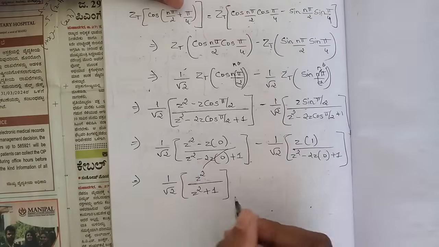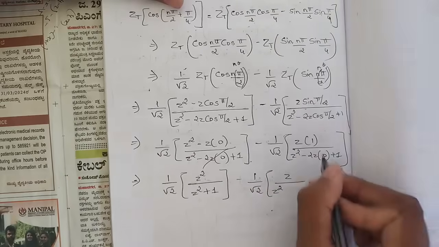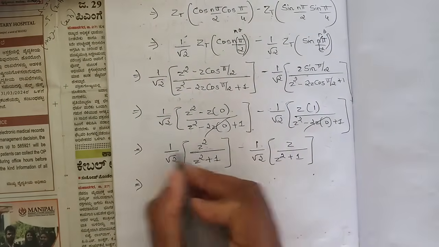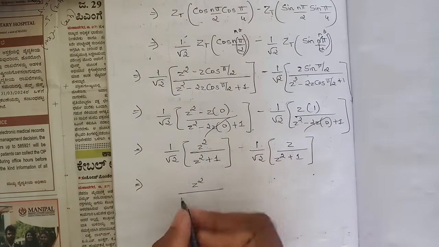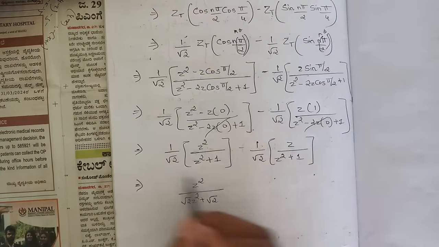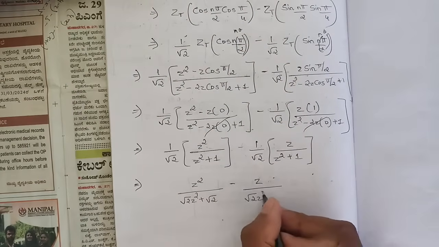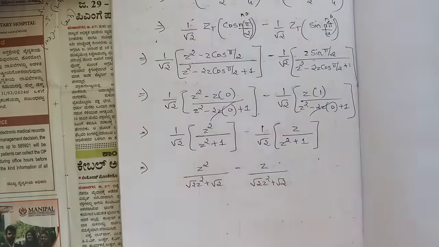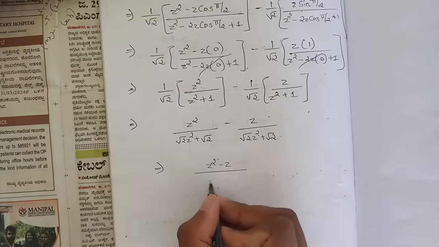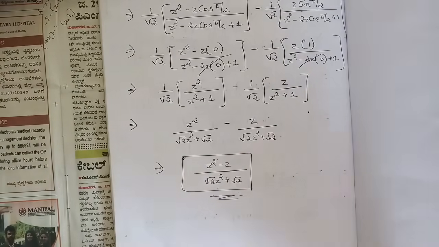So z square plus 1 minus 1 by root 2 z divided by z square plus 1. So now let's further simplify this. We'll multiply z square divided by root 2 z square plus root 2. I multiplied this minus z divided by root 2 z square plus root 2. So now there are common denominators. We can write it together. Z square minus z divided by root 2 z square plus root 2. So this is your required answer.